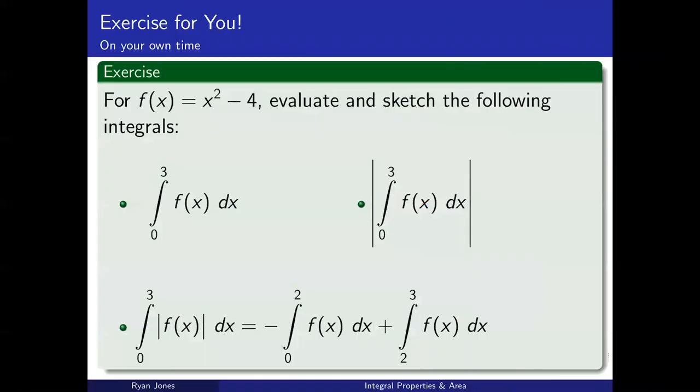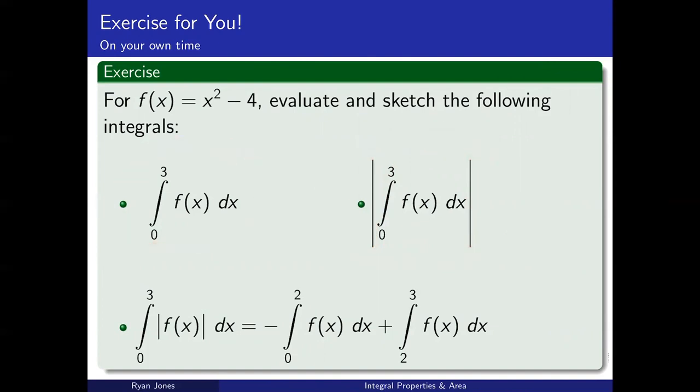What I actually want you to do is work on this exercise on your own time. Take this function x squared minus 4. I want you to sketch and evaluate all of the following integrals. So first, just do the integral from 0 to 3, nice and normal. Then do the integral from 0 to 3, but then take an absolute value of that answer. So you'll notice that this one right here is just take this and take an absolute value of it.